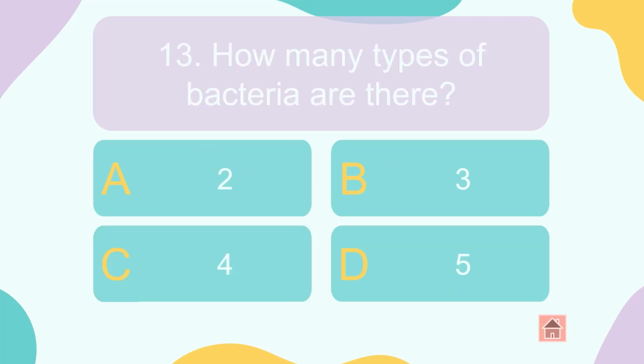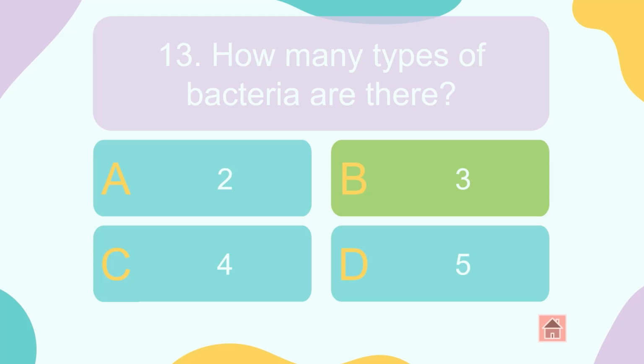Well done. How many types of bacteria are there? Take some time to think. You can pause the video if you need extra time. Is it A, 2, B, 3, C, 4, or D, 5? A, B, C, or D? Okay, and the correct answer is B. There are 3 types of bacteria.